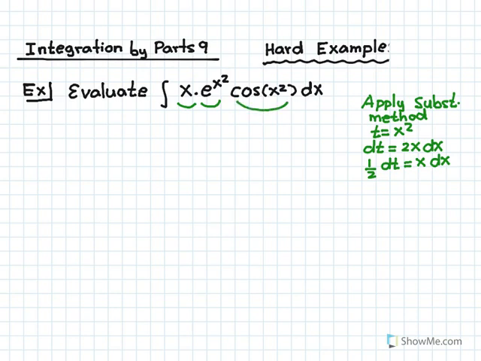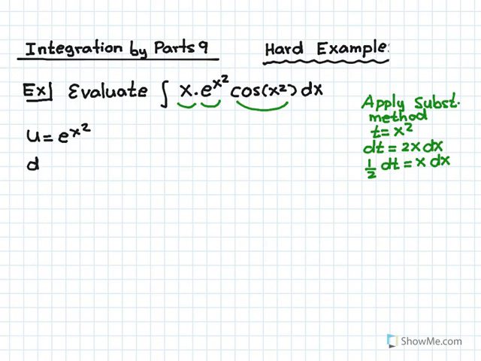Whenever you have a product of different types of functions, a good technique is integration by parts, because integration by parts is really the reverse of the product rule. So if you have a product of functions and the substitution technique does not work, we will apply integration by parts. We're going to let u be equal to e to the x squared.